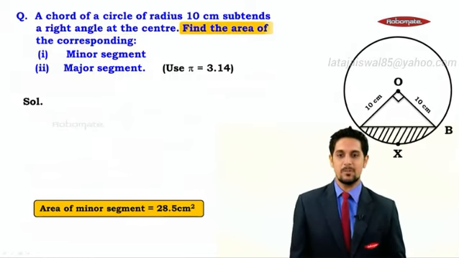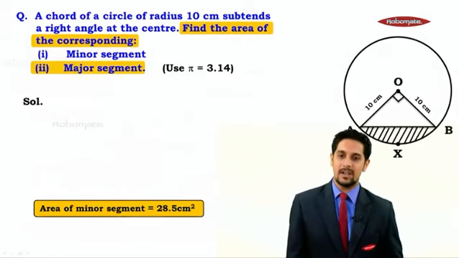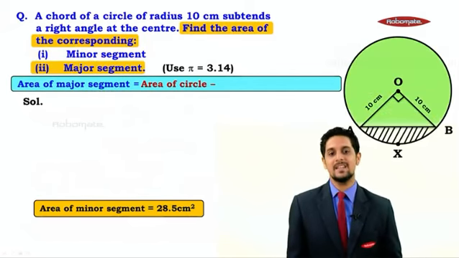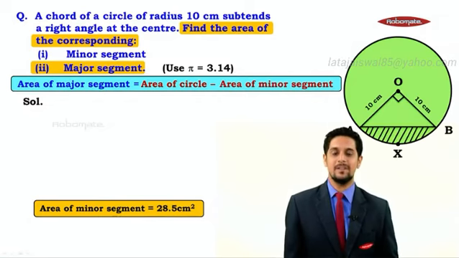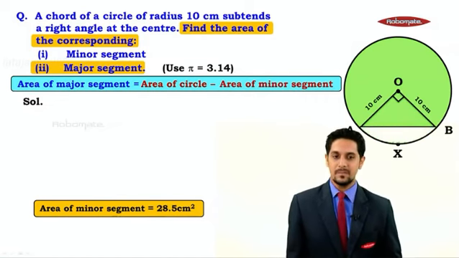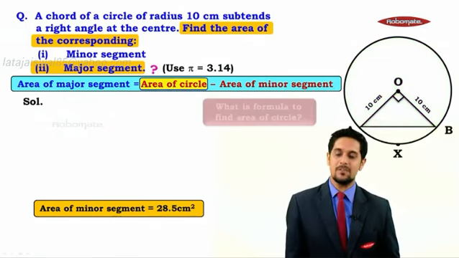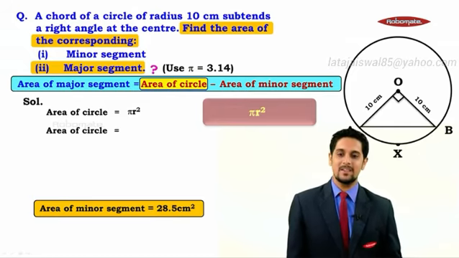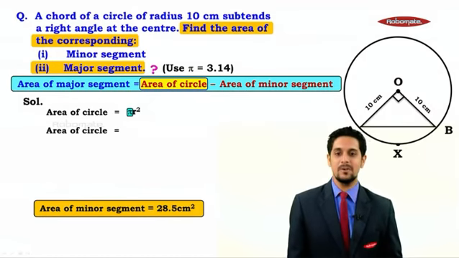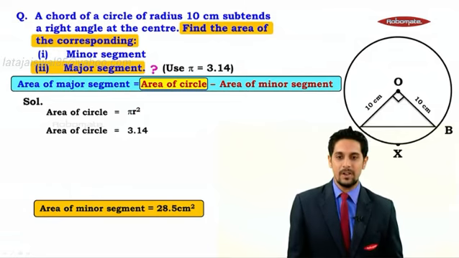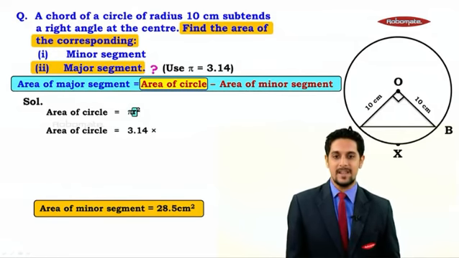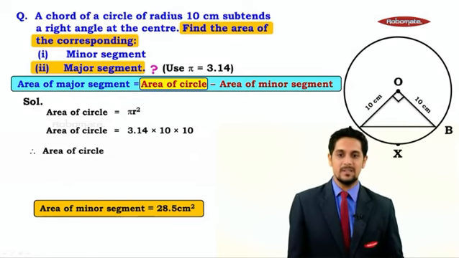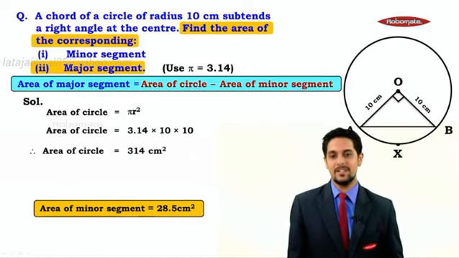Now students, we are also supposed to calculate the area of the corresponding major segment. And the formula is area of circle minus area of the minor segment that we have already found. Now students, tell me, what is the formula to find the area of a circle? Yes, it is pi r square. So we have area of the circle is equal to, the value of pi is 3.14, into r square, that is 10 into 10. So area of the circle is equal to 314 centimeters square.